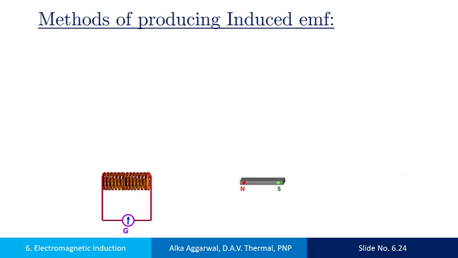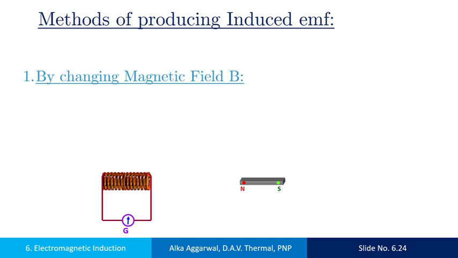Now, how can we produce induced EMF? As I already told you, the flux is equal to BA cos theta. So by changing the magnetic field, by changing the area of the loop in a magnetic field, or by changing the orientation of the coil, the EMF can be produced. Now let us take these cases one by one.